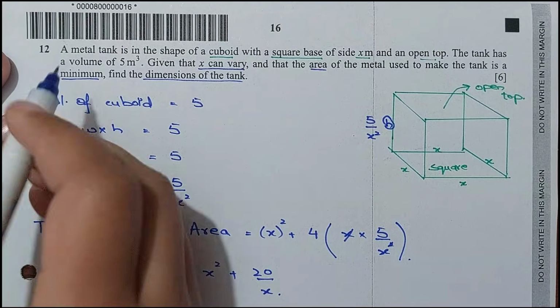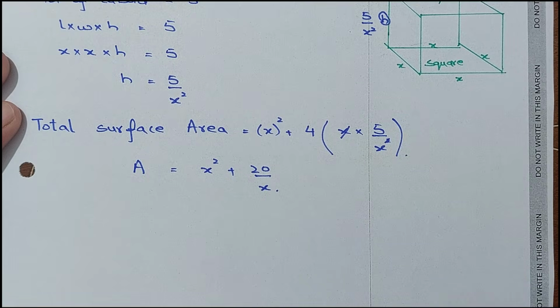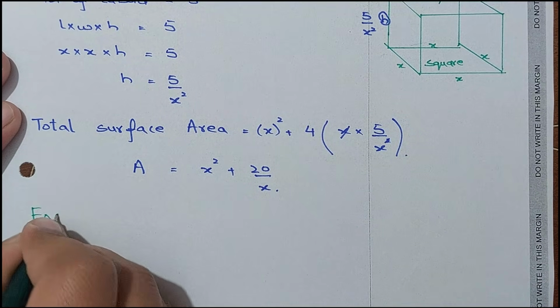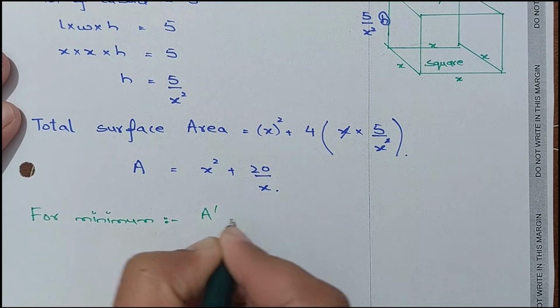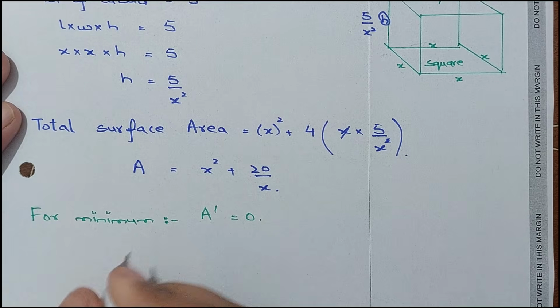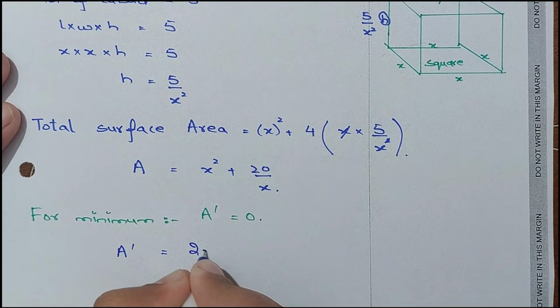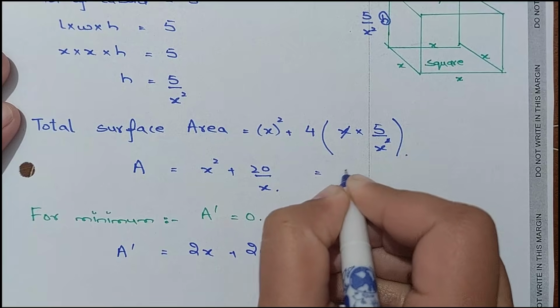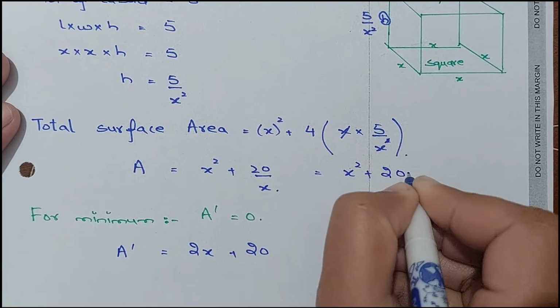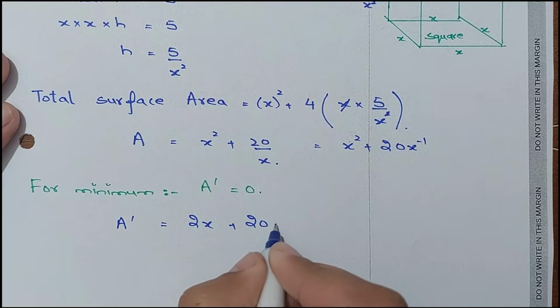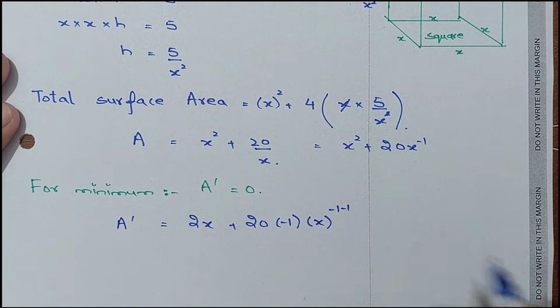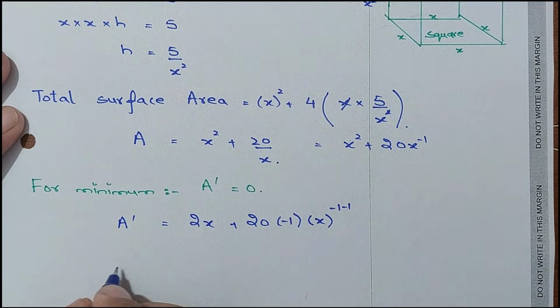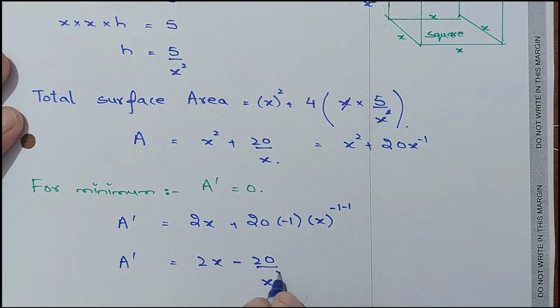So it is minimum. They are also saying for minimum we have to take the first derivative and put it equal to 0. For minimum, A prime should be equal to 0, the derivative of area. So what is A prime? Its derivative is 2x plus 20. We can write this down as x square plus 20x to the power minus 1. So its derivative is minus 1 times base to the power minus 2 and the derivative of base is just 1. So here A prime is 2x minus 20 over x square.